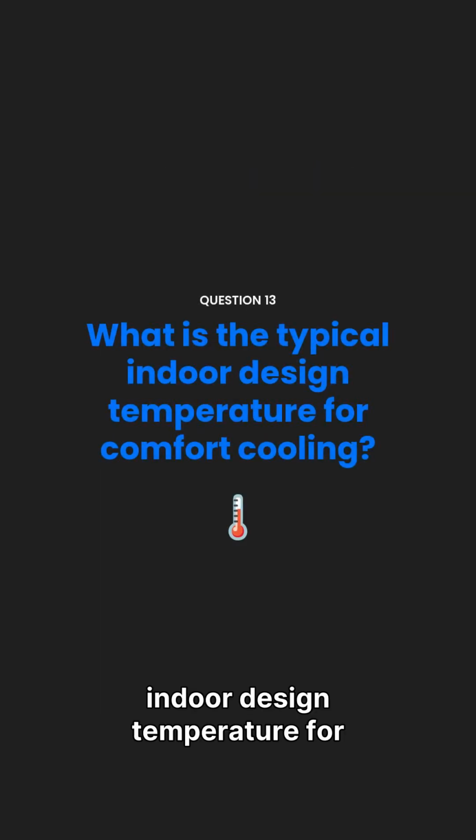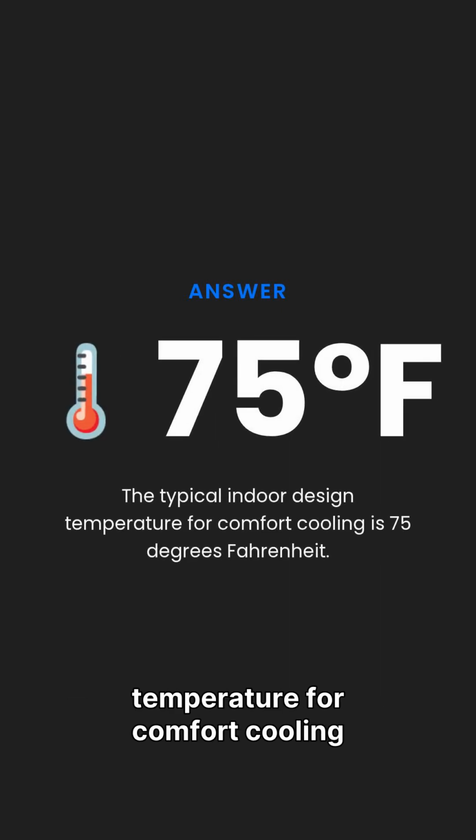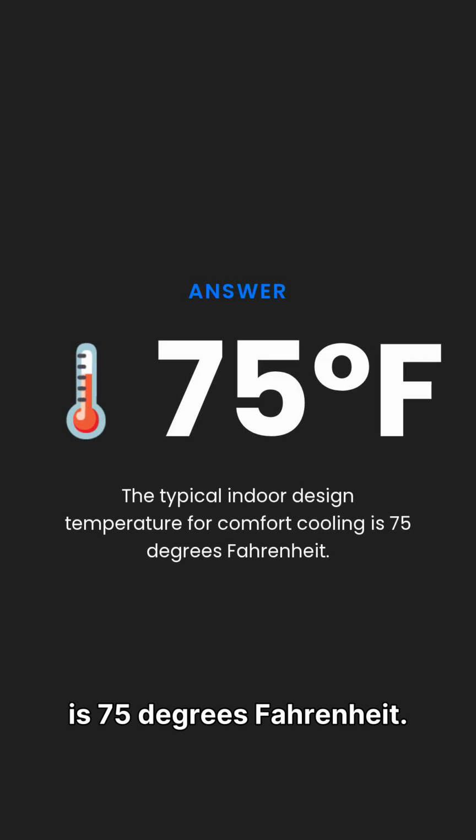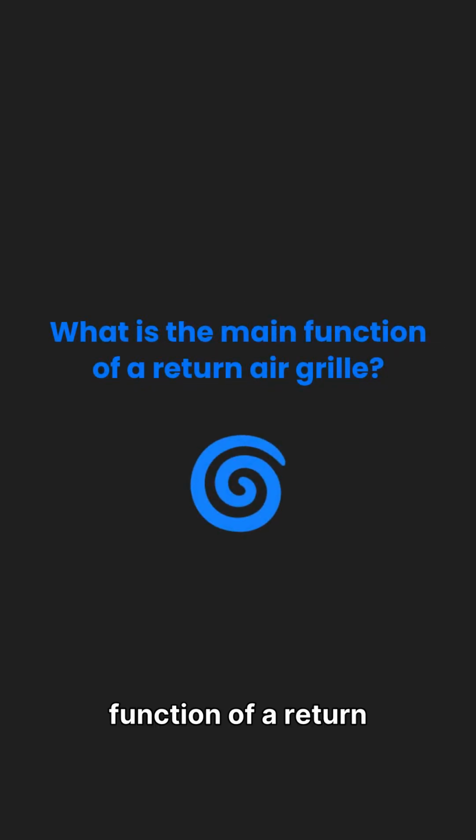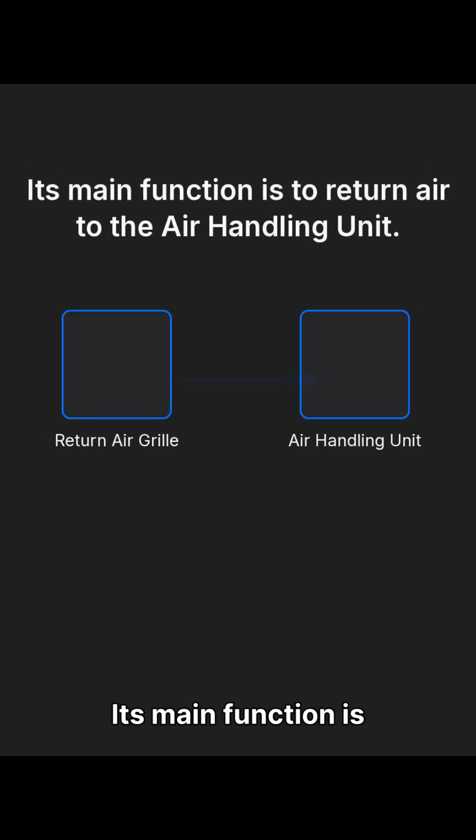What is the typical indoor design temperature for comfort cooling? The typical indoor design temperature for comfort cooling is 75 degrees Fahrenheit. What is the main function of a return air grille? Its main function is to return air to the air handling unit.